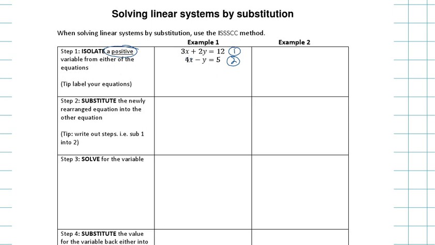Okay? So I have to isolate, so I'm going to rearrange equation 2, and I want to isolate for y. So if I do negative y equals, bring the 4x over, it becomes negative 4x plus 5. Are we all okay with this?